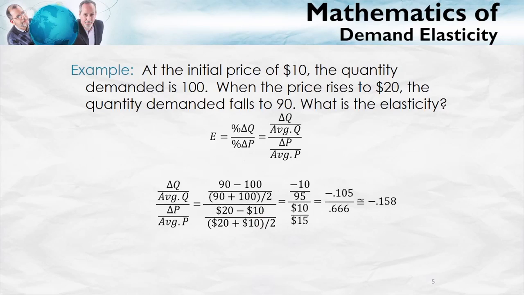And now it's just numerics. You plug in the numbers, and what you get is the elasticity of demand is equal to negative 0.158, approximately. We can always drop the negative sign because elasticities of demand are always negative. So it's equal to 0.158.